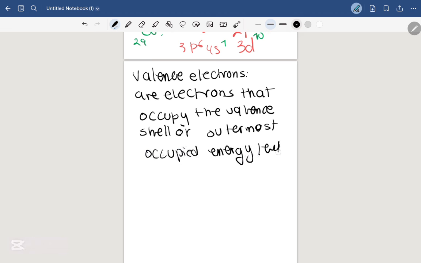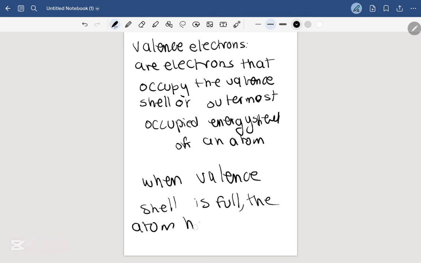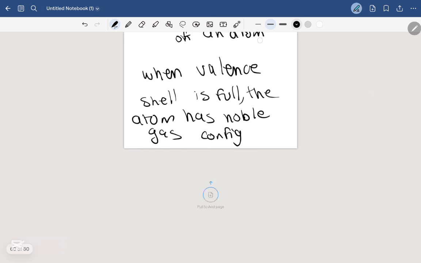So valence electrons are electrons that will occupy the valence shell, which is the last or outermost occupied energy shell of an atom, right? When the valence shell is full, we say the atom has noble gas configuration. Perfect. Now, we discussed how to do the configuration.